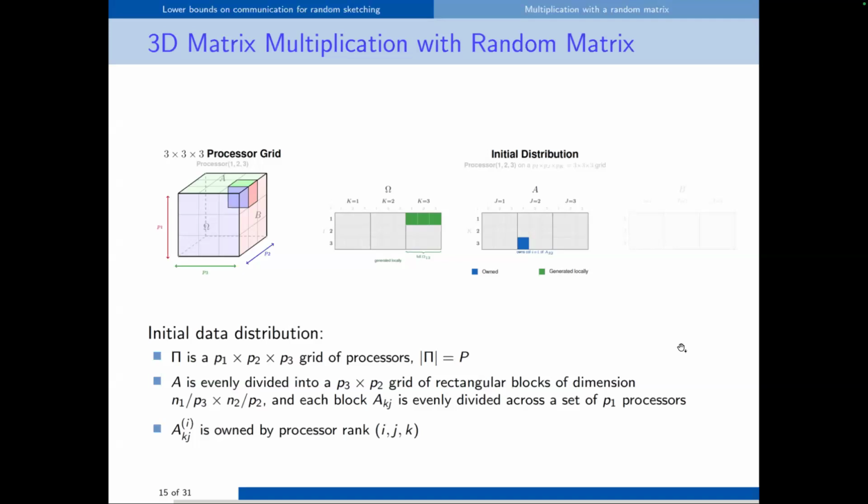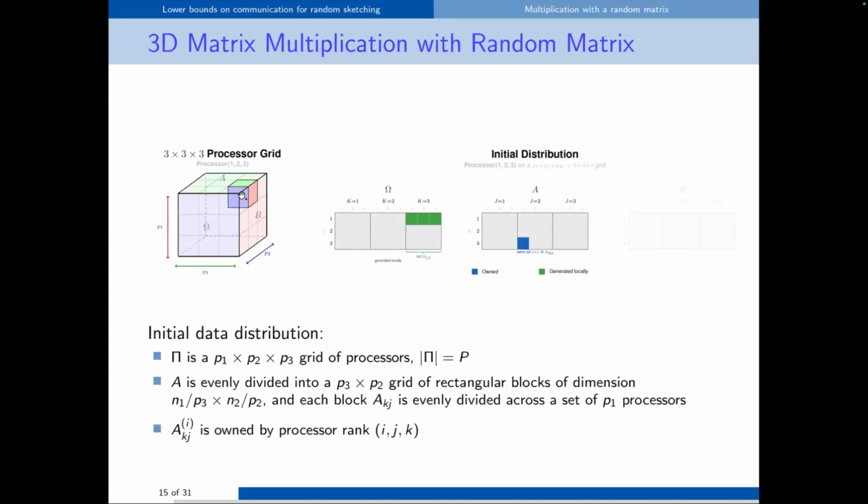But we will see it here in the last case, the 3-dimensional case, in which we have the processors distributed as a 3-dimensional grid, P1 by P2 by P3. And then on one face, we have the matrix omega. On the upper face, we have the matrix A. And here on this face, we have the matrix B. And we now write the algorithm such that each processor is responsible for a cube of the computation.